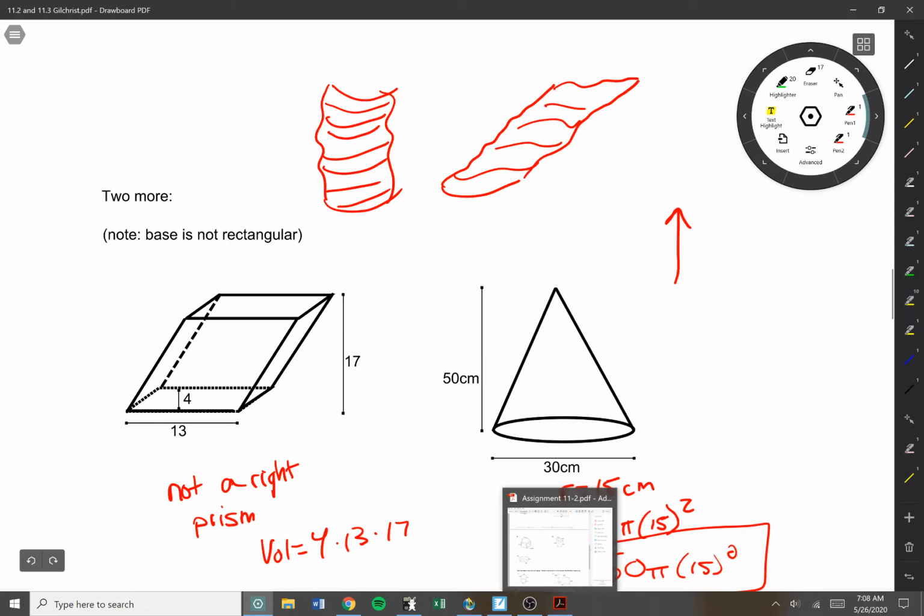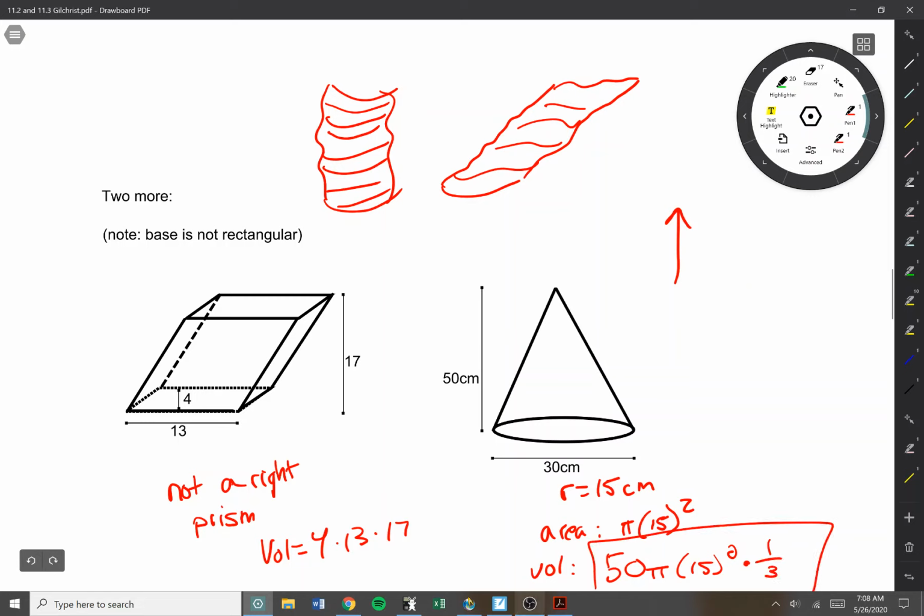I'm, again, not going to take the time to calculate that. Oh, I then have to cut that into thirds, because it's a cone. It's like a pyramid. It's a cone, not a prism. That would be the volume of that cone. Run that calculation, you got it.